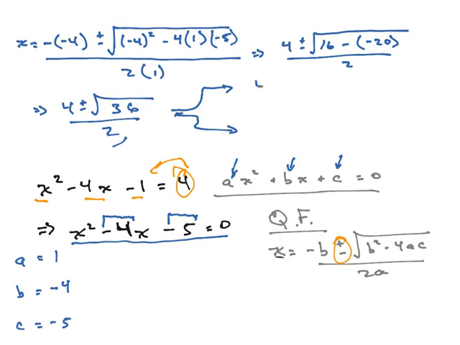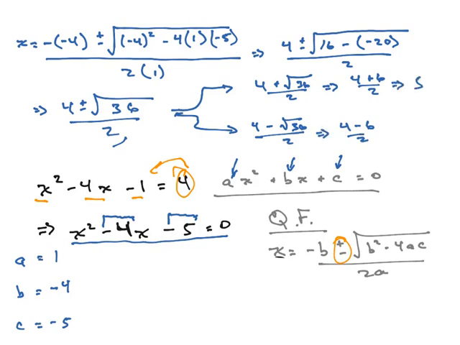We have 4 plus square root of 36 over 2 and 4 minus square root of 36 over 2. Square root of 36 is just 6. So we have 4 plus 6 divided by 2 and 4 minus 6 divided by 2. 4 plus 6 is 10. 10 divided by 2 is 5. So the first answer is 5. And down here, 4 minus 6 is negative 2. Negative 2 over 2 is negative 1. So the other answer is negative 1. And there we go. I got my 2 answers. X can either be 5 or it can be negative 1.